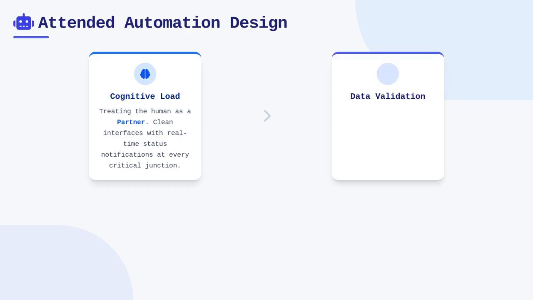Effective attended solutions implement validation mechanisms that confirm data integrity before passing control to the automation, ensuring that the bot is not attempting to process corrupted input. When designing these flows, we often utilize input boxes or message dialogues to request missing parameters directly from the user, which reduces the need for constant background monitoring.